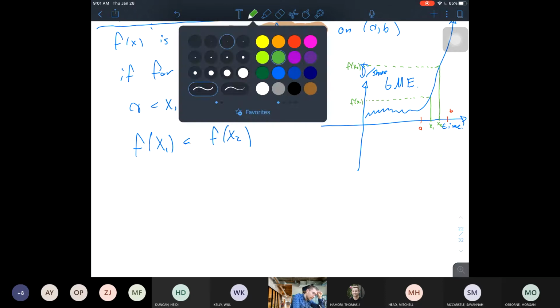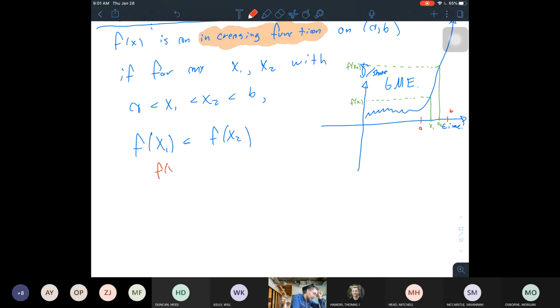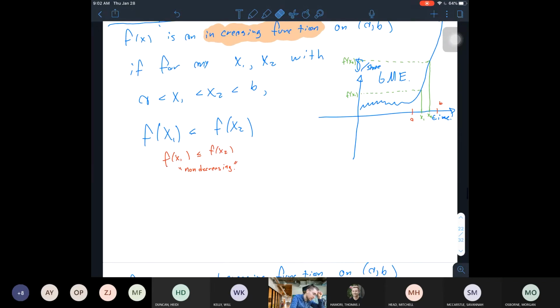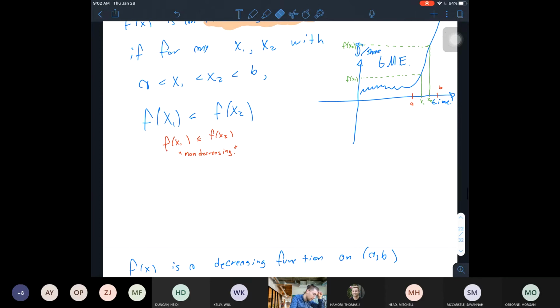If we had f of x1 less than or equal to f of x2, we call this non-decreasing, which is not the same as increasing because it could be staying constant. Okay, a constant function is non-decreasing. Okay, so that's just a little side note.